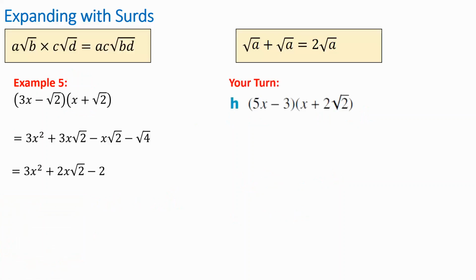Fantastic. Try that one now. Try it again. So I explained, try to get this one correct. 5x times x minus 3 times the 2 root 2. Let's see if you can simplify this one. Okay, same idea. Oh, I like this one.